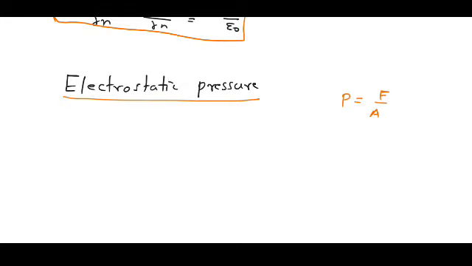Next we discuss electrostatic pressure. That is the force exerted by the electric field on the surface of the conductor. That force per area is the electrostatic pressure.